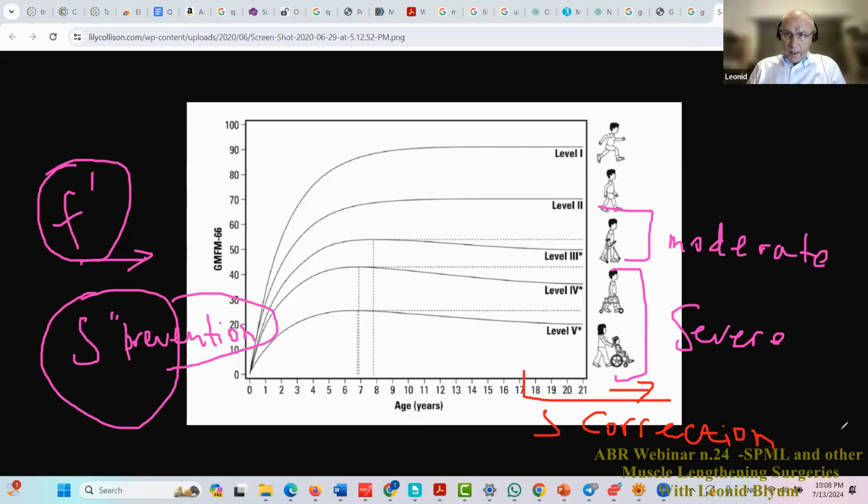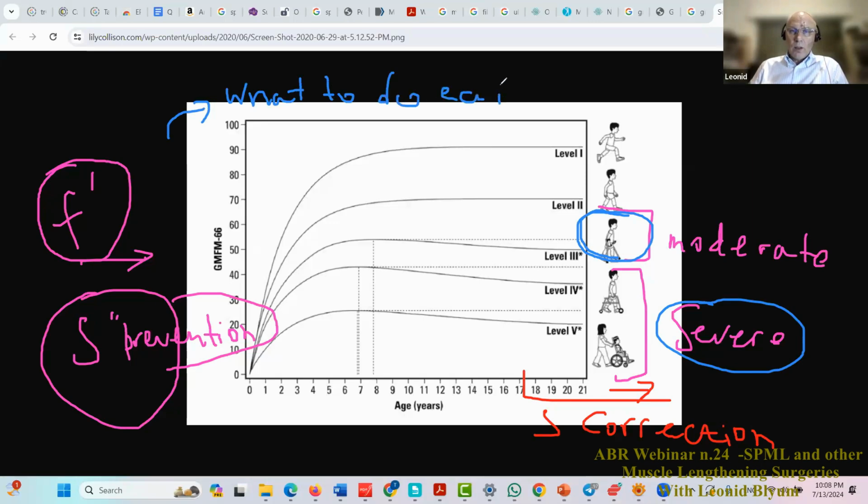So that's more or less the landscape. And what I want you to keep in mind is this: the bigger set of questions when it comes to a moderately affected child and then to the severely affected child is, what do you do early, what to do early to get the best outcome later.